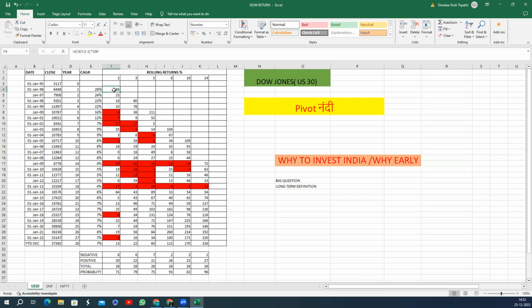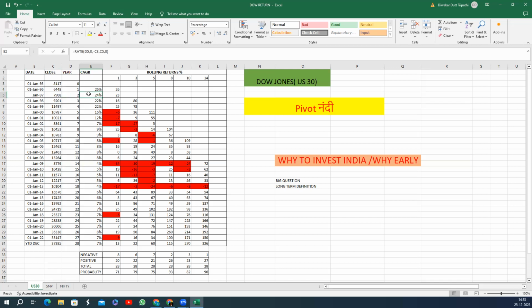To understand the next column where rolling returns are taken, for example, if someone invested at the inception of January 96, when the index was at 6,448, and remained invested for 1 year when the value was 7,908, what was the compounded annual growth percentage at the end of the year for that person invested for 1 year? Obviously it is 23. At the same time, one person who invested in 95 and remained invested up till 97, for him it will be a 24 percent return.